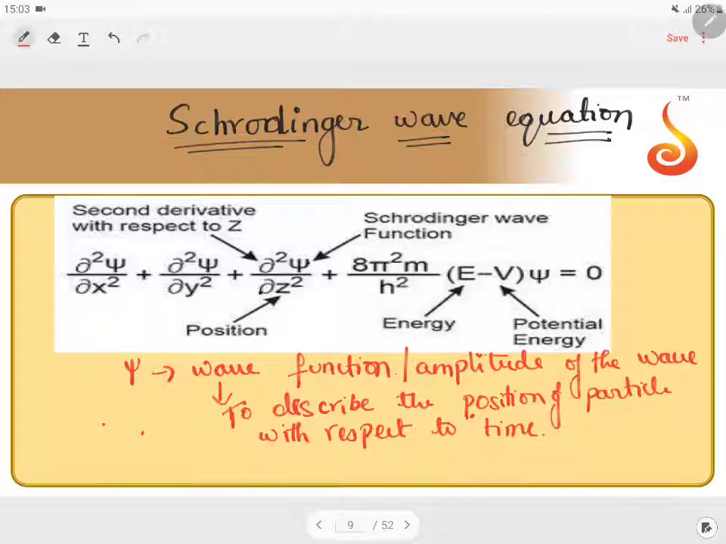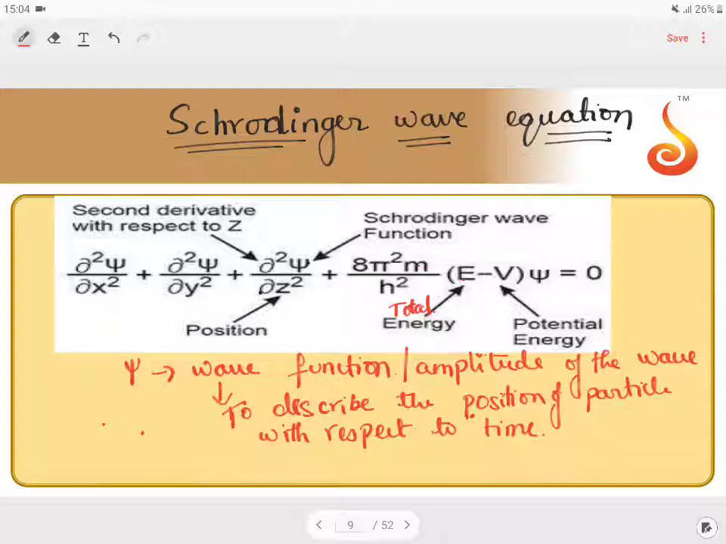And this del square stands for the second derivative with respect to x, y and z. That means you need to do double differentiation. Again, 8 is a constant, pi is a constant, that is 3.14. M is the mass of the particle which we are considering. And h is Planck's constant. E stands for the total energy of the system, that is, the sum of potential energy and kinetic energy. Minus V, where V stands for potential energy, into psi equal to 0. So this is the Schrodinger wave equation for hydrogen atom.